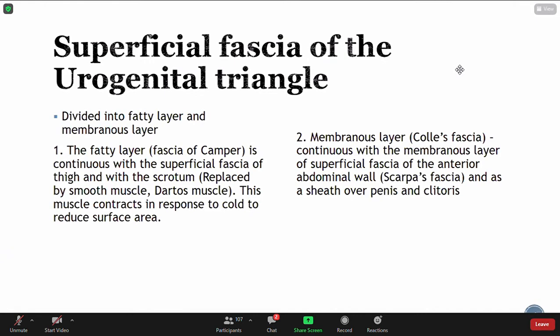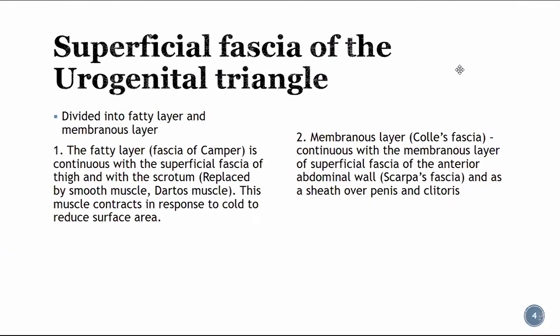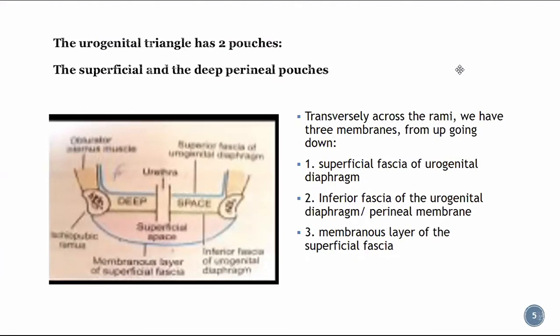Okay? So the membranous layer of the superficial fascia is known as the Colles fascia. It is continuous upwardly with the membranous layer of the superficial fascia of the anterior abdominal wall, known as the Scarpa's fascia. The membranous layer of the urogenital triangle is also continuous as a sheath over the penis and the clitoris. Okay. Sorry for the blurry picture. When I was making this PowerPoint, it was clear, but I don't know why it turned out like this.